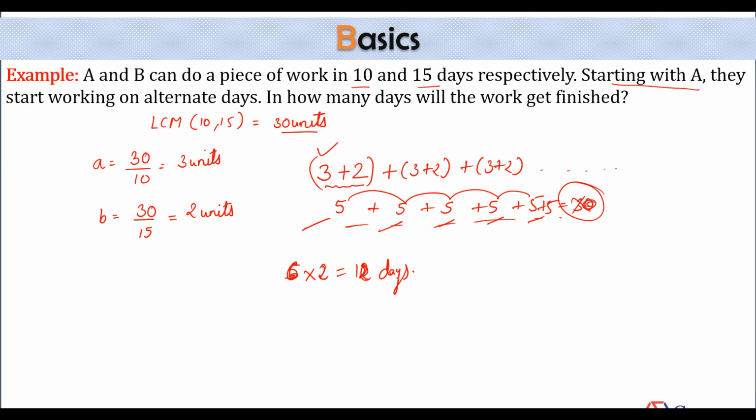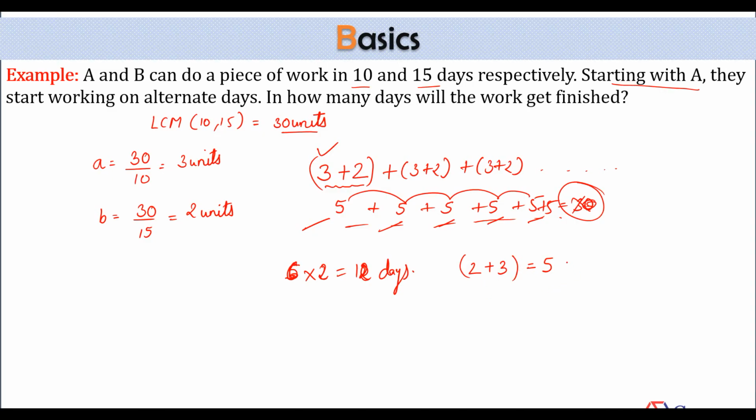Yes or no? What if B starts the work? Let's see the difference here. If B starts the work, then the work done on the first day will be 2. Work done on the second day will be 3. So effectively, work done per cycle will be again 5 here. That means there won't be any difference here.